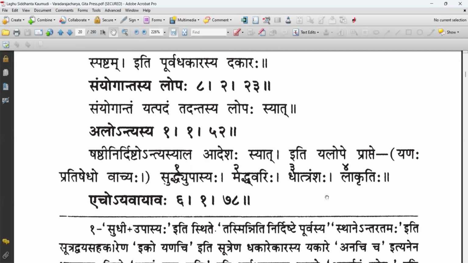So if you understand Iko Yanachi, then only you will understand Samprasaran Sangya. So what happened here? E, U, Ril, Ri were converted correspondingly into Ya, Va, Ra, La when a vowel comes after. But Samprasaran says Ya, Va, Ra, La will again get back to their own form: E, U, Ril, Ri. Is it clear? When we are making sandhi, E, U, Ril, Ri get converted into Ya, Va, Ra, La; now vice versa, Ya, Va, Ra, La will get converted into E, U, Ril, Ri. This is called Samprasaran Sangya.